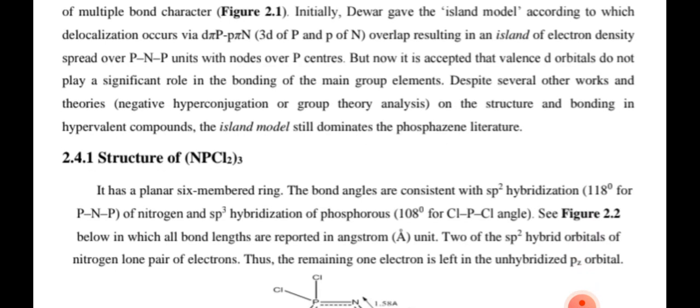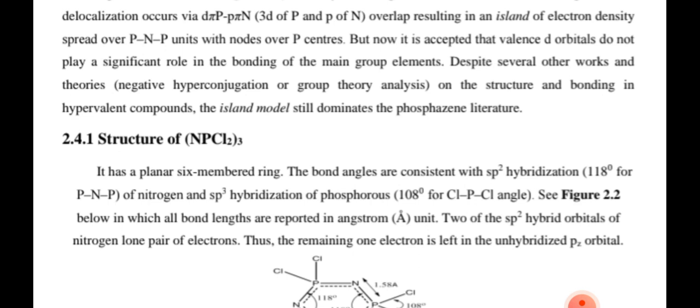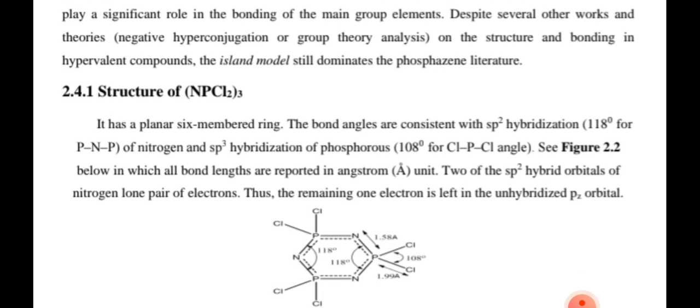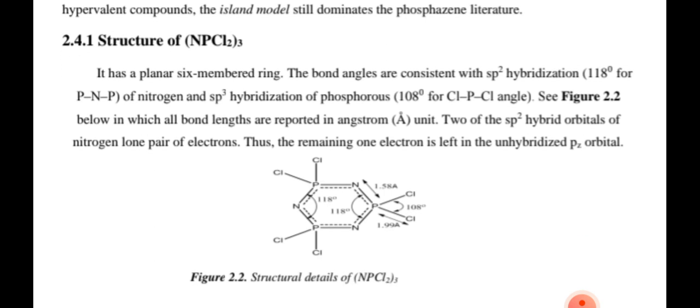bond character. Initially, the island model was given, according to which a delocalization occurs through d-pi p-pi, 3d of P and p of N, overlap resulting in an island of electron density spread over P-N-P units, with nodes over the P center. But now it is accepted that valence d orbitals do not play a significant role in bonding of the main group elements. Despite several other works and theories, negative hyperconjugation or group theory analysis on the structure and bonding in hypervalent compounds, the island model is still dominant in the phosphazene literature.